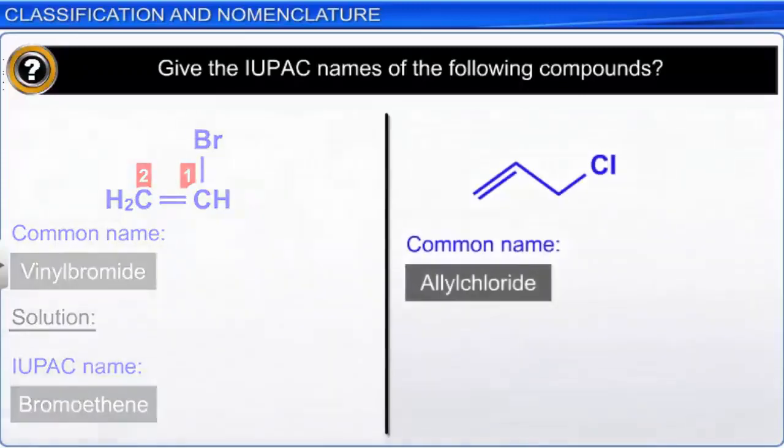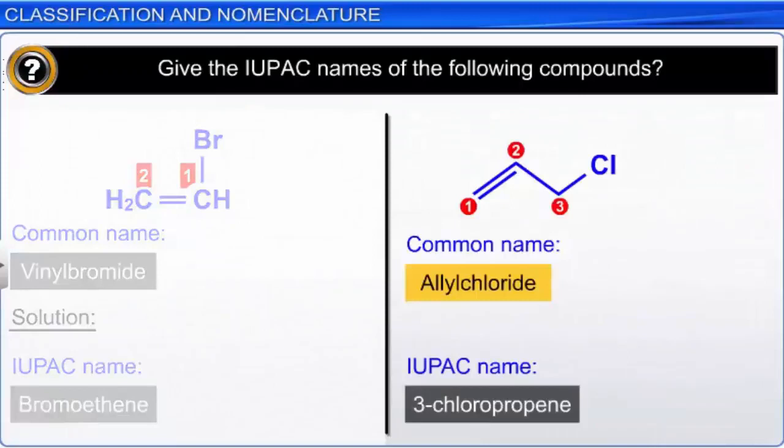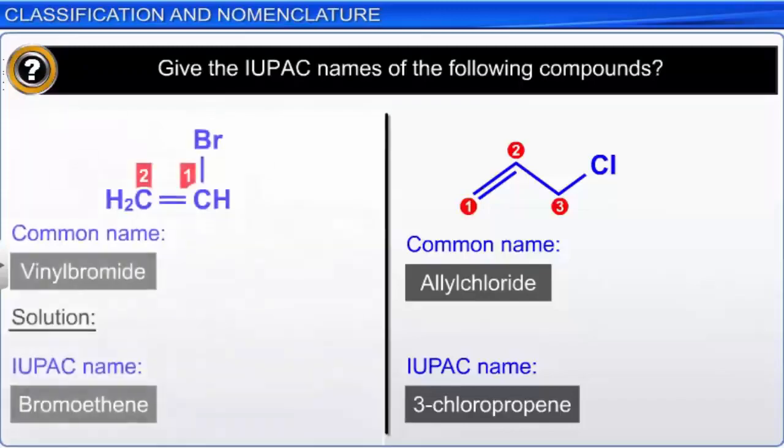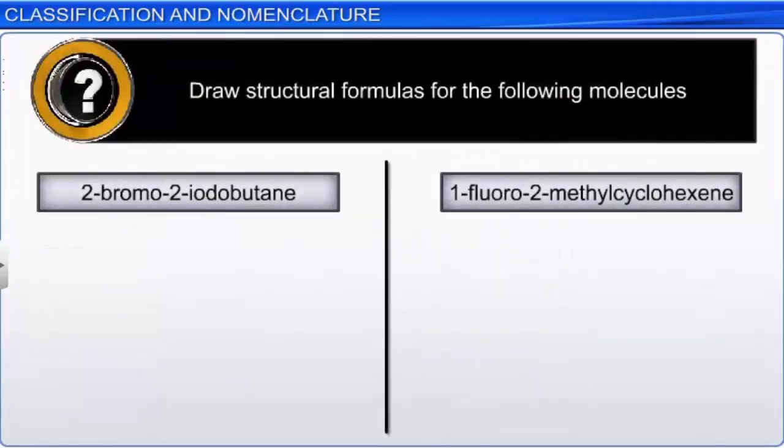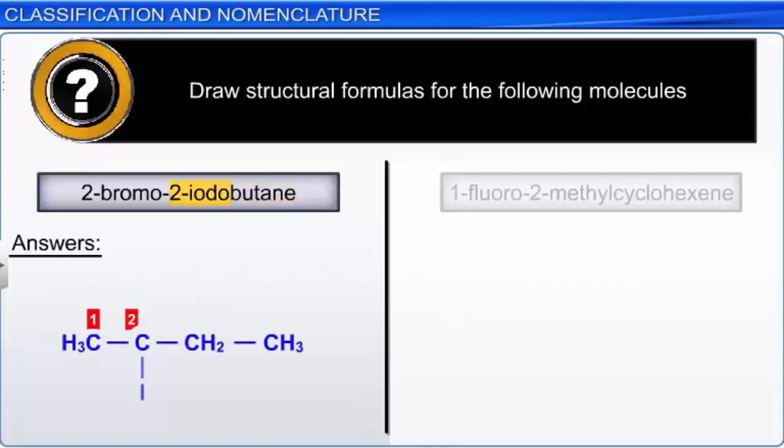Let's practice another important skill. That is, drawing structural formulae from names. It is best if you start with the end of the name with the carbon backbone and work forwards. Try them independently before checking the answers. The correct structural formulae are shown here for 2-bromo-2-iodobutane and 1-fluoro-2-methylcyclohexene. Remember that if there is more than one substituent, they are listed alphabetically.